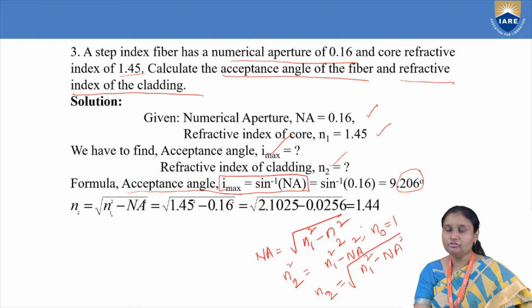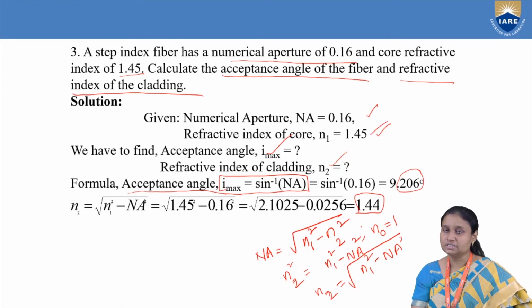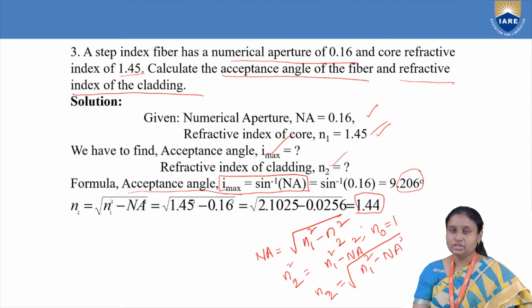So we know the value of n1. What is our n1? n1 is 1.45 whole square, and the numerical aperture value is given as 0.16. So if I simplify it, what is the value of the refractive index of the cladding? 1.44. I think it's less than our core refractive index. Okay, so here what we have done, we have calculated the acceptance angle and the refractive index of the cladding.